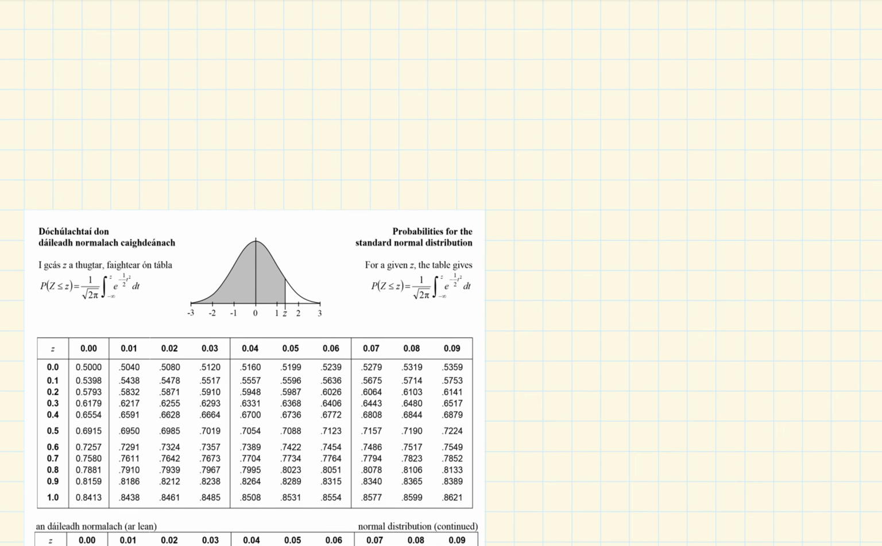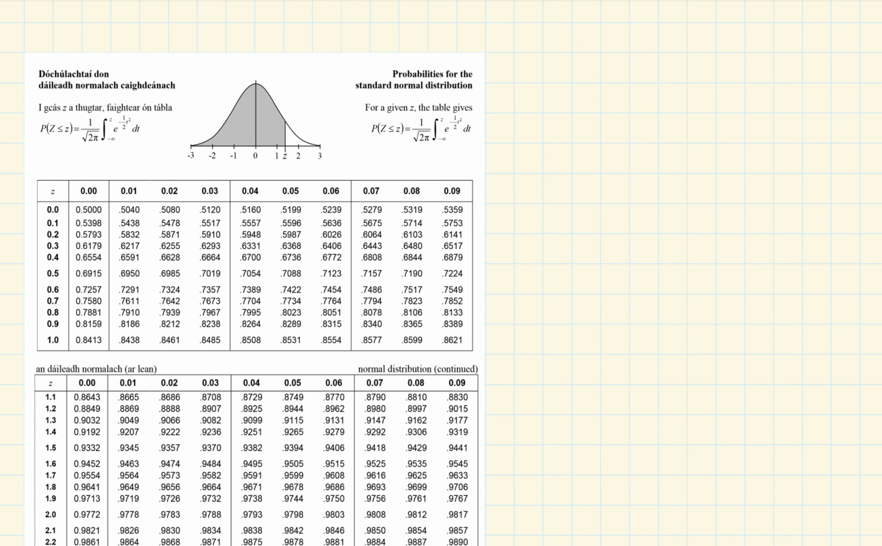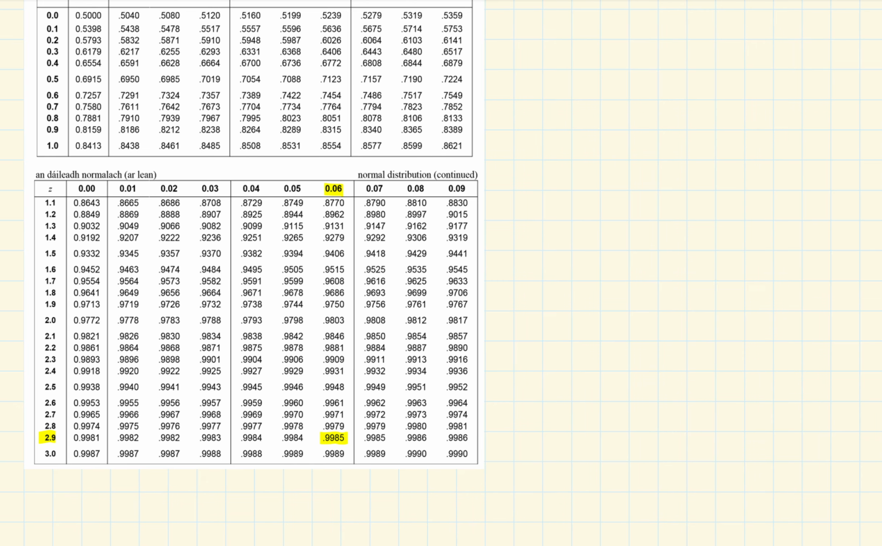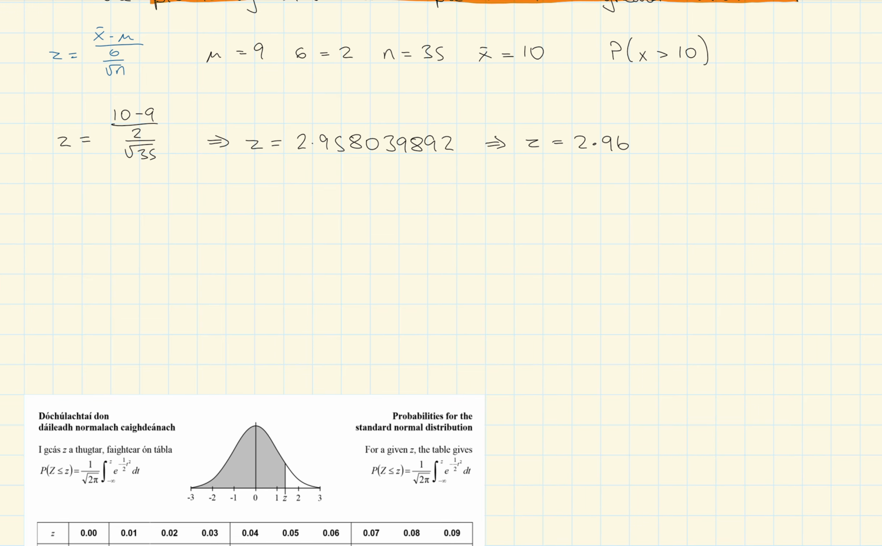Okay, so now we're going to log tables, 2.96, so I'll look for 2.9 first. My 0.6, we get 0.9985. So they want here we have the probability that z is greater than 2.96. We know from the earlier video we don't carry out greater than, it'll be 1 minus the probability that z is less than 2.96.